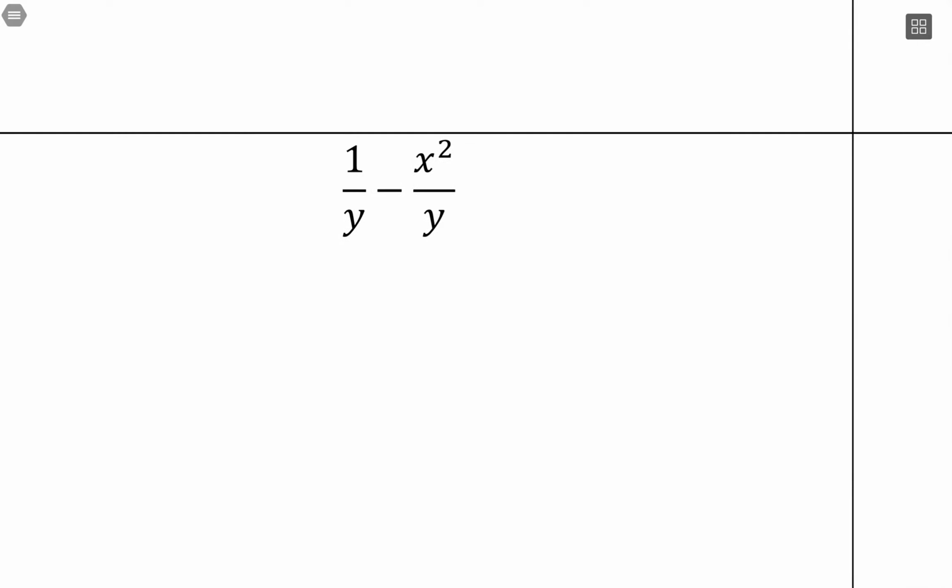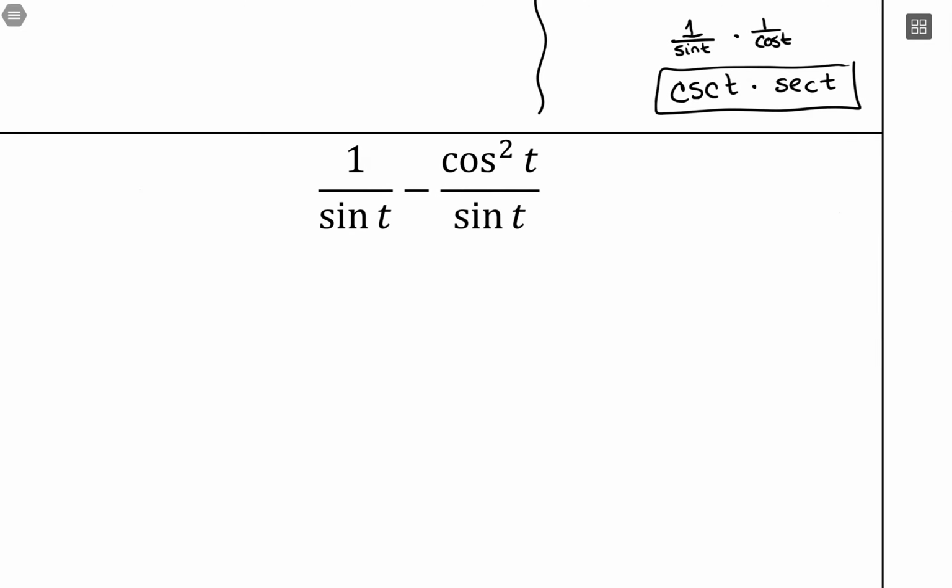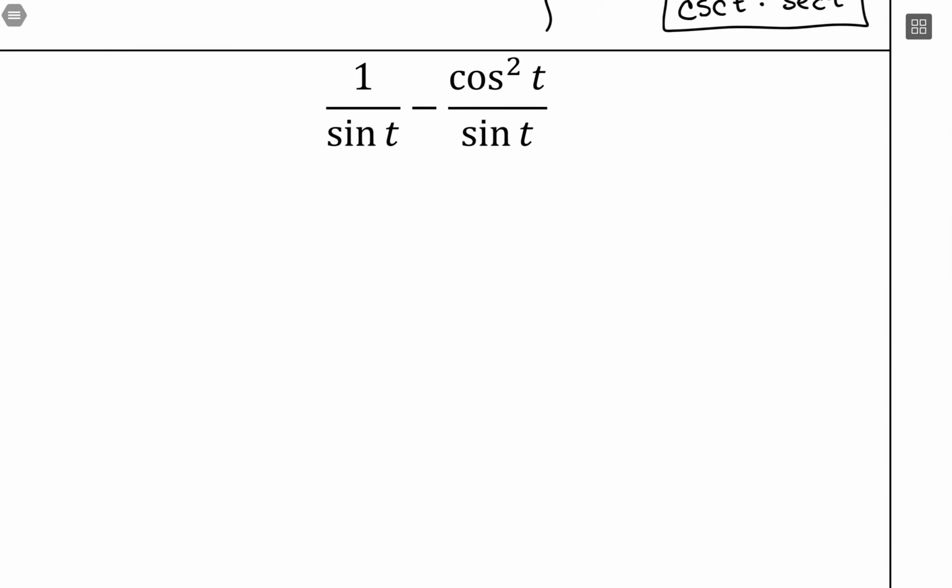All right, 2 more here. So 1 over y minus x squared over y. Now these have a common denominator, so what I would do is just combine the numerator, 1 minus x squared over y. And that is done. That's all we would do there. So let's see what happens when we work with this one.